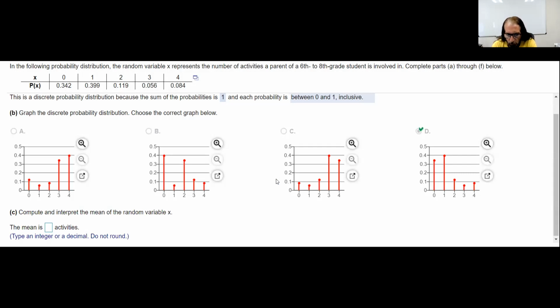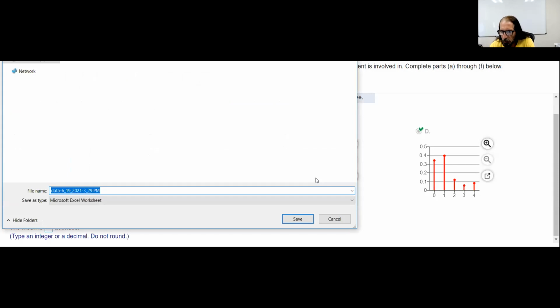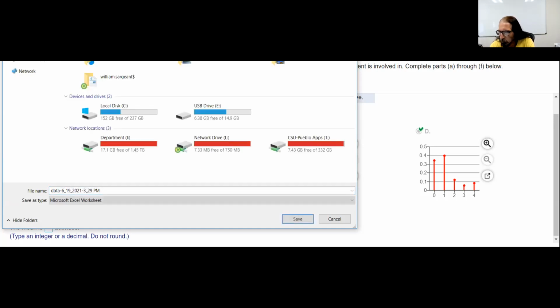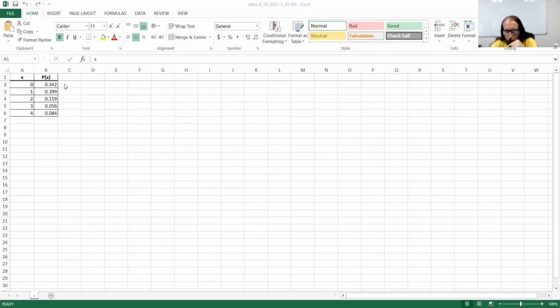Coming up with the mean. Well, first of all, I'm going to download this to Excel. And I want to show you the concept behind calculating the mean of a discrete random variable. Notice that all of those probabilities were to the thousandths place, 3 places out. So suppose that we perform this 1,000 times. Multiply each of these by 1,000.